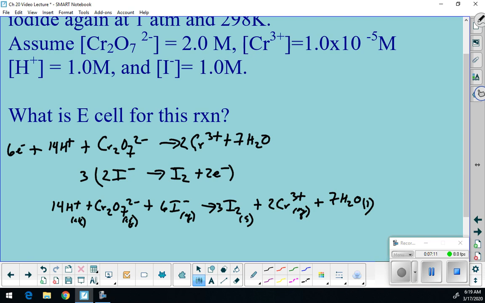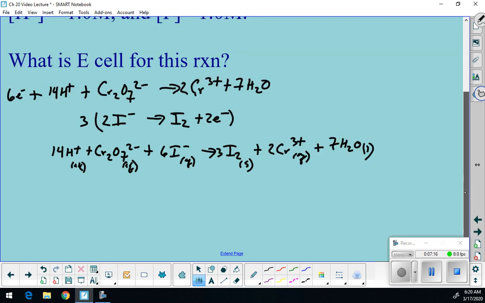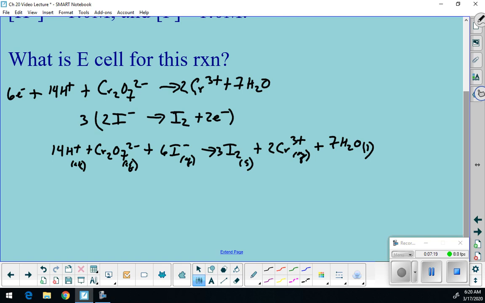And I need to get my E, right? Let's move this down. There we go. So my E prime for this reaction is going to be, okay, so what is oxidizing or what is reducing? We know my dichromate is reducing. So I need my standard reduction potential for my dichromate minus the standard reduction potential for my I2, right? Good. So let's go check those out.